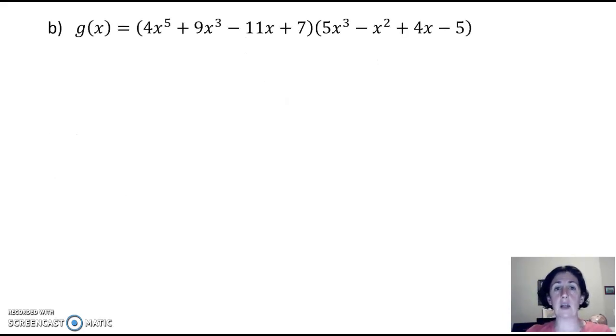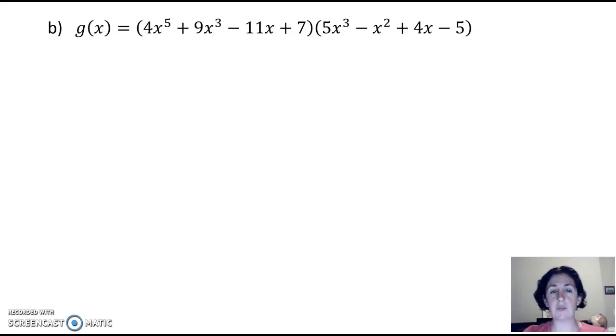So let's take a look at another example. We have 4x to the 5th plus 9x cubed minus 11x plus 7 times 5x cubed minus x squared plus 4x minus 5. Now this is a really big, long thing that if you really wanted to take every term in the first group and multiply it to every term in the second group, combine like terms, and then take the derivative, you're welcome to do so, but that's going to be very time consuming and it's going to leave you a lot of room for error.